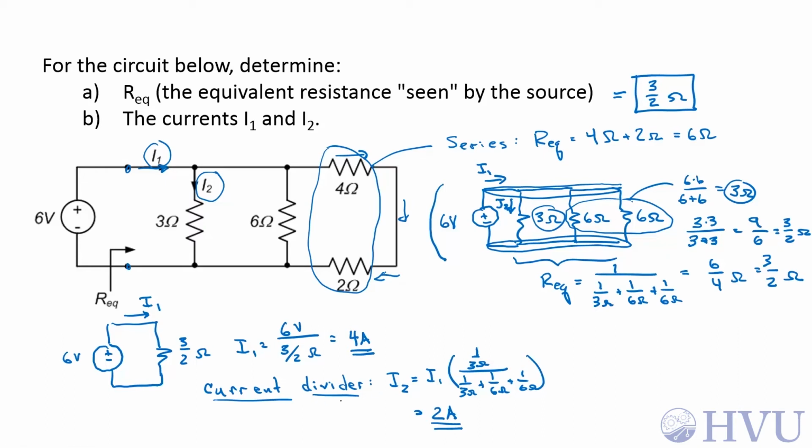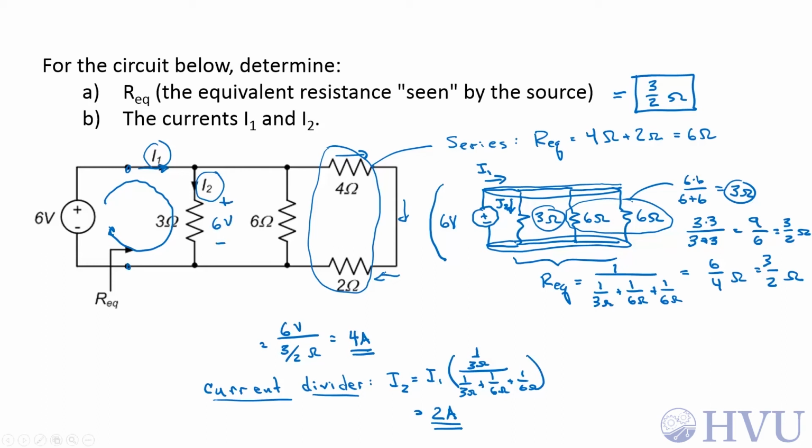However, that's probably more work than we actually have to do. For my original circuit, if I do KVL around this rightmost loop, I see that the voltage across the 3 ohm resistor is 6 volts. So by inspection in Ohm's law, I2 is going to be 6 volts over 3 ohms, or 2 amps. Both approaches are correct. They give me the same answer. This one's just considerably easier.